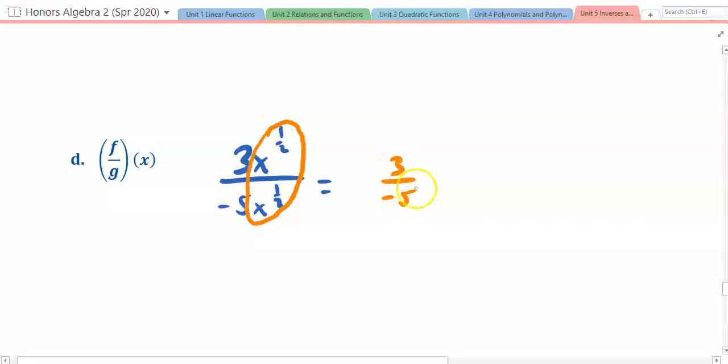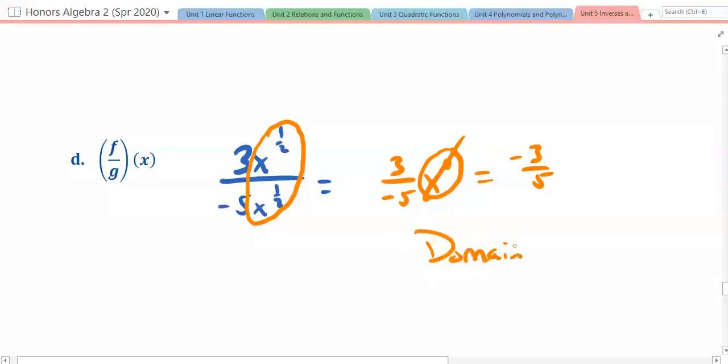So this is 3 over negative 5, x to the 0, but remember anything to the 0 is just 1. And so our final result here is that this is just negative 3/5. It's a constant function.